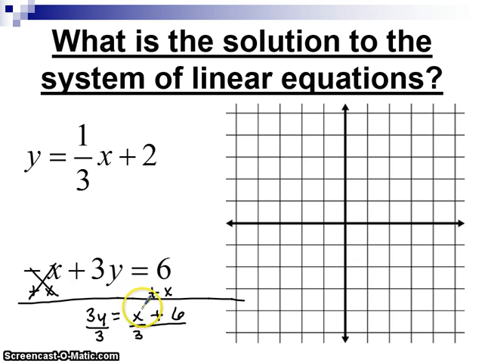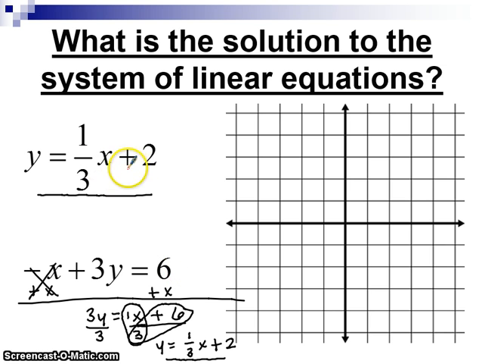This is shared division. So we have 1 divided by 3, x. So we have y equals 1/3 x. And positive 6 divided by 3, which is plus 2. And you can see right now, look at these two equations. They're exactly the same. So I'm going to graph the first one in red.